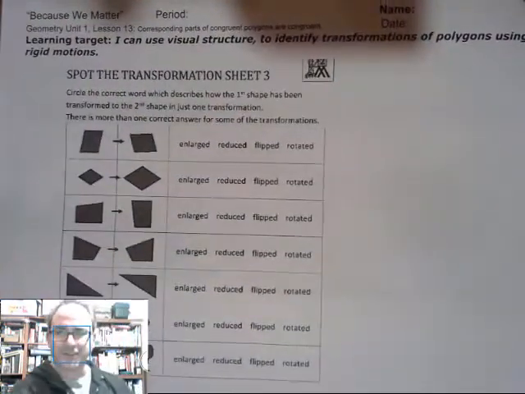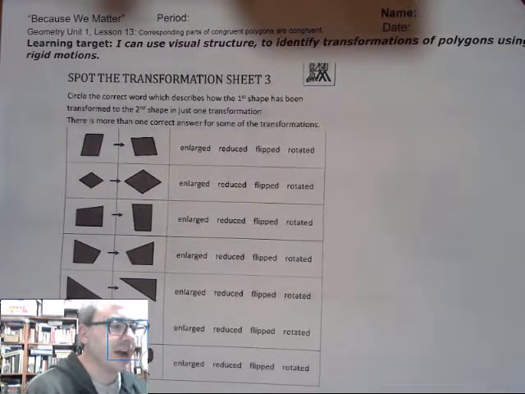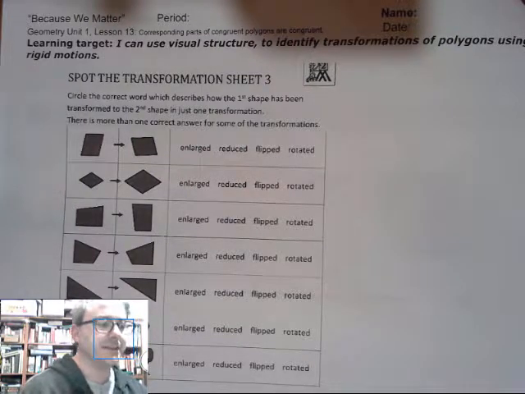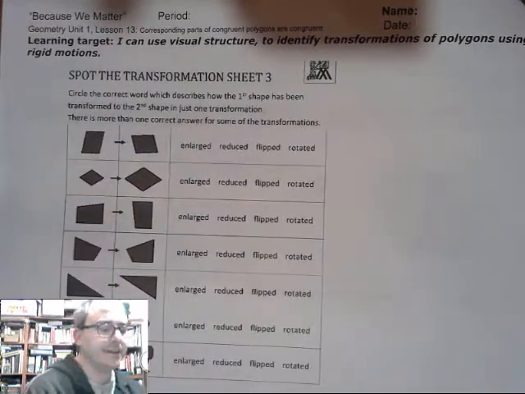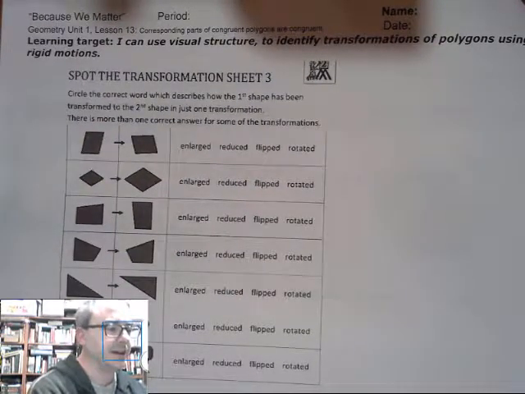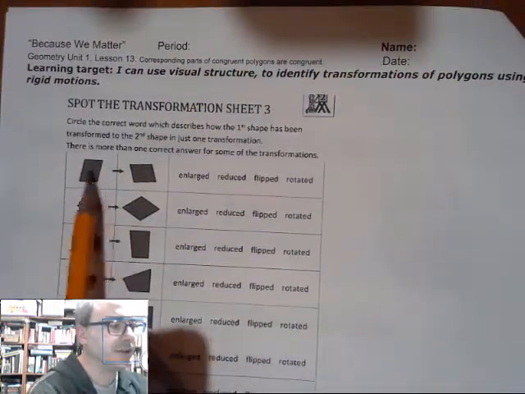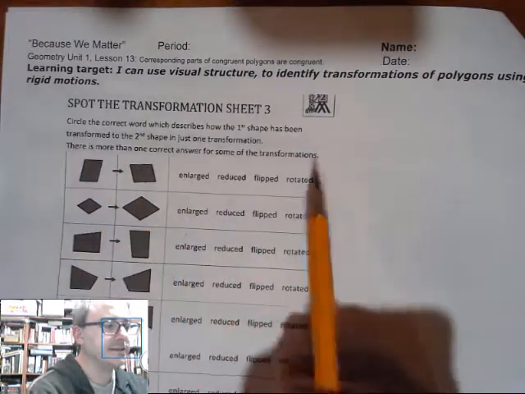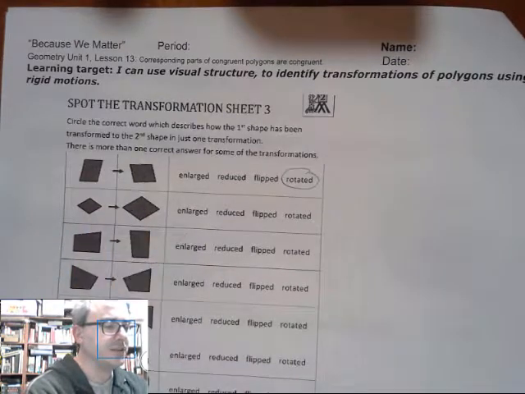All right. So what I want you to do right here is an activity I call spot the transformation. I want you to circle the correct word which describes how the first shape has been transformed to the second shape in just one transformation. So I want you to think about how the first shape here, all these shapes, have been transformed. Let me do the first 3, okay? I'm looking at this and I'm saying, okay, this got turned. It got rotated. See, it was like this, and now its orientation has changed.